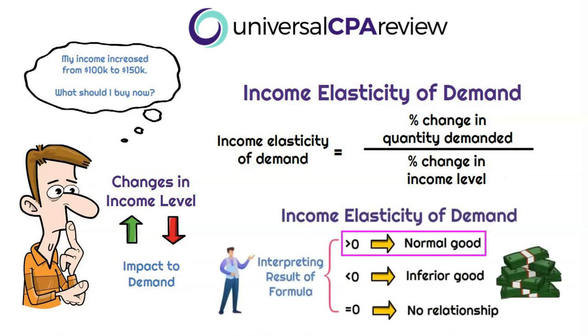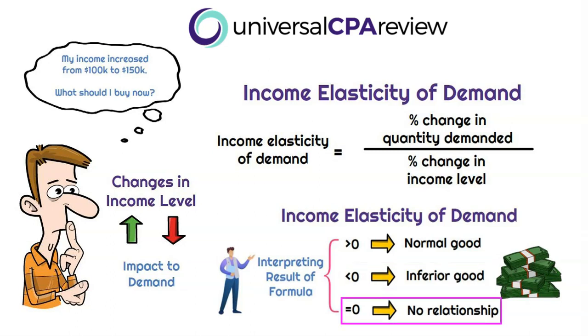So if it's greater than 0, that means it's a normal good. And this basically just suggests that as our income increases, so does our demand for those types of goods. Now, if it's less than 0, that means it's an inferior good. And as our income increases, our demand for that good actually decreases, right? Because we have more money now, we will no longer need to purchase that. And then lastly, if it's equal to 0, that means there's no relationship, but again, that's unlikely.